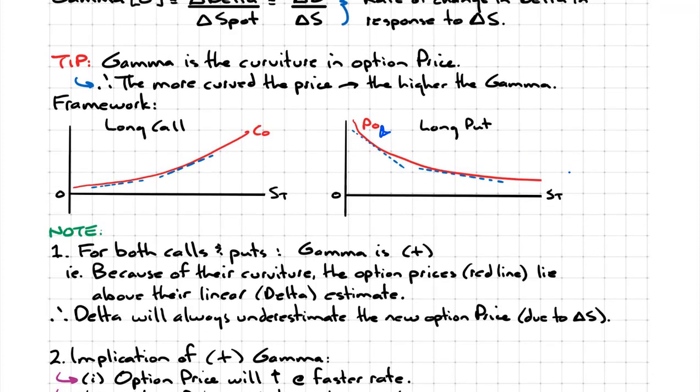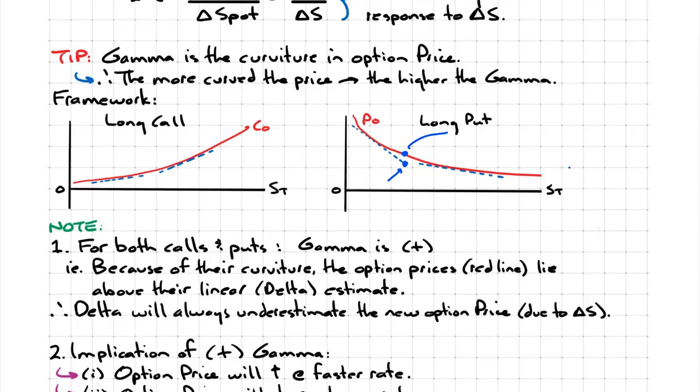So with positive gamma, there's two ways to look at it, and they both say the same thing. We can say that the new price will always be higher than the delta estimate, but that's also in line with saying that when the price increases, it increases at an increasing rate, and when it decreases, it decreases at a decelerated rate. Those two would lead to the same result. In other words, the actual price of the option will always be greater than its linear estimate.